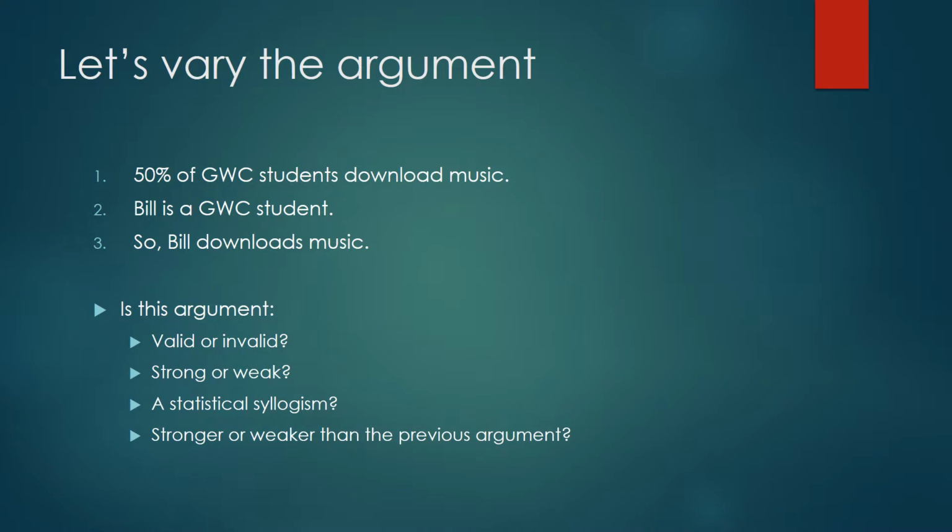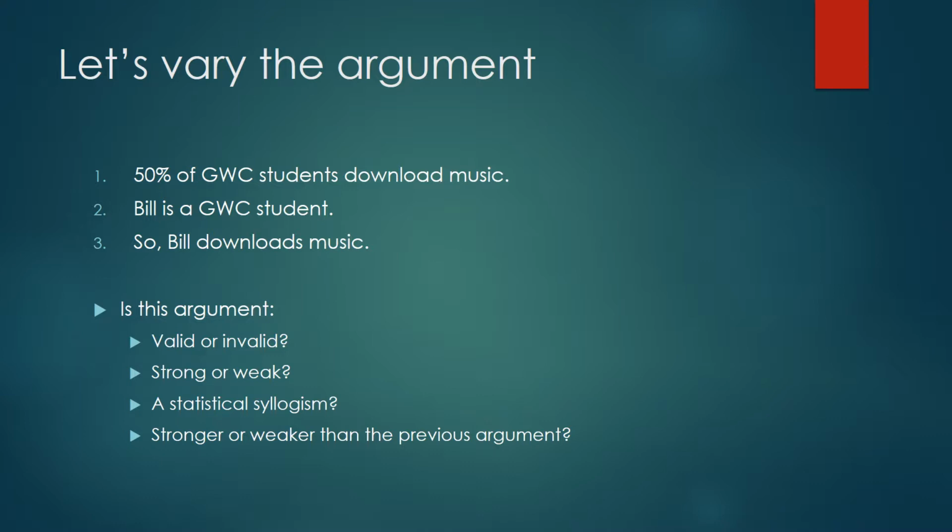Okay, now, here's a tricky case. 50% of Golden West students download music. Bill is a Golden West student, so Bill downloads music. Is the argument valid or invalid? Well, it's still invalid, right? Okay. Is it strong or weak? Now, students sometimes get confused, and you might just have to memorize that. But here's how we're going to say this.